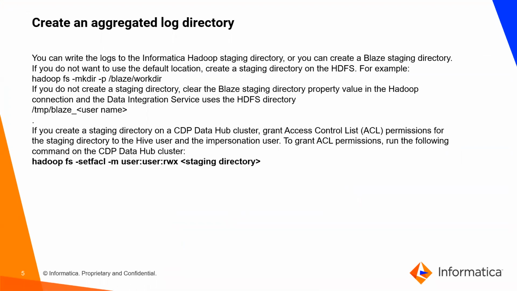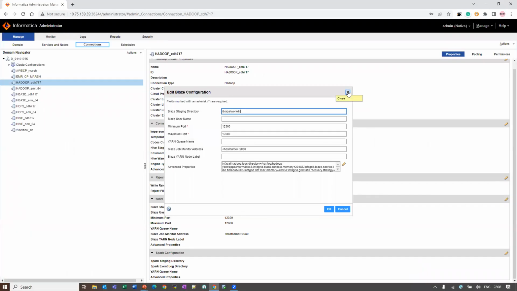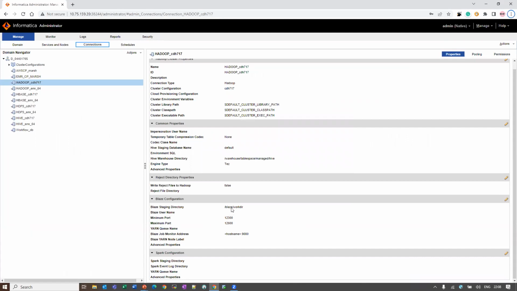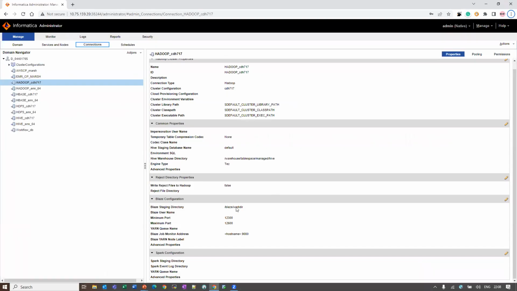Once you have a staging directory. If you don't create a staging directory, clear the Blaze staging directory property value in the Hadoop connection, and the Data Integration Service uses the HDFS directory Blaze_ followed by the username with which you are running the mapping, if you don't set the staging directory.